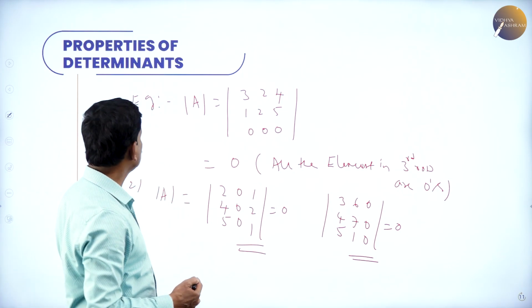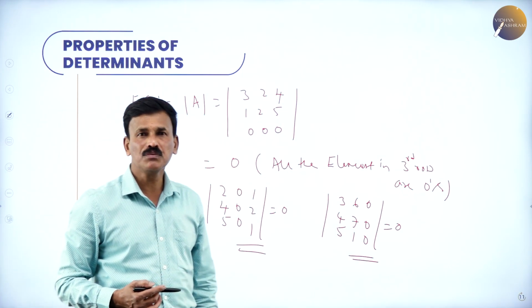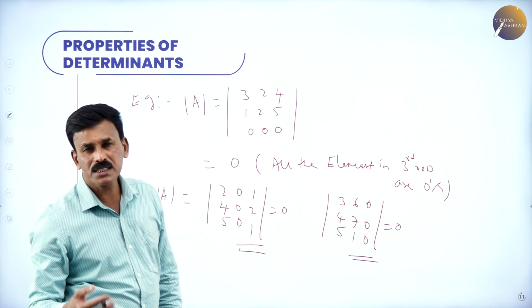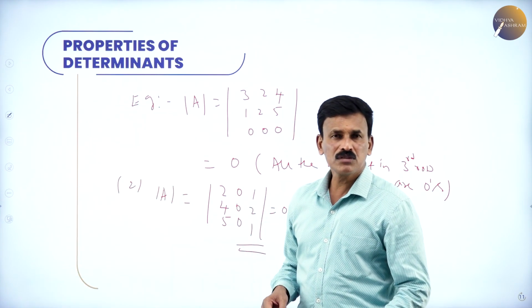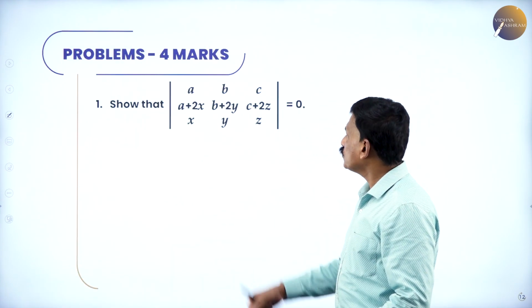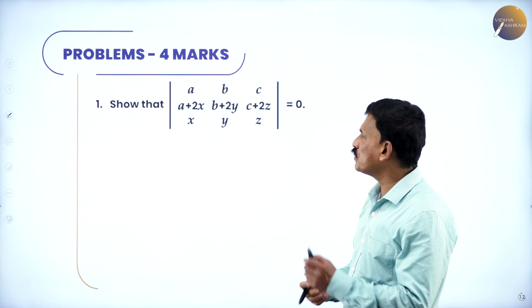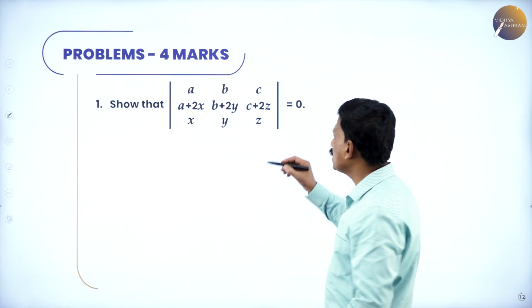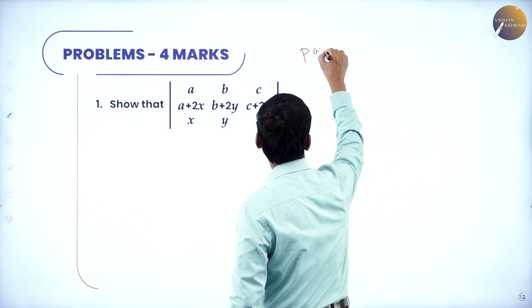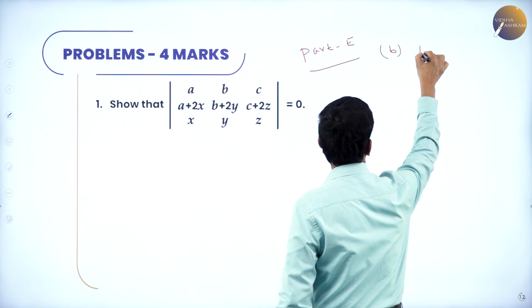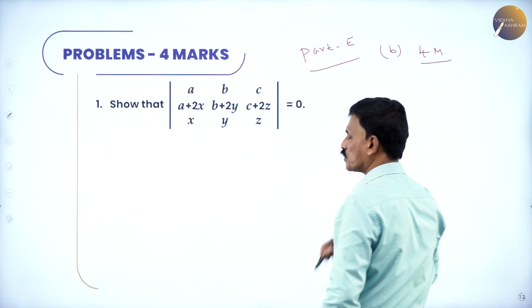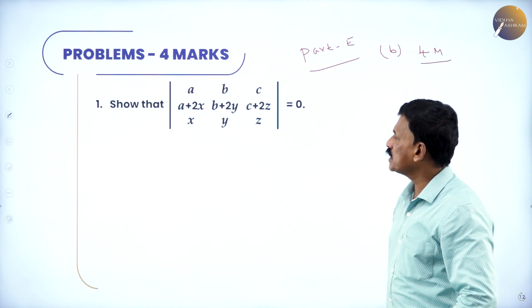Okay. Now let us come to few problems based on this. These problems are very, very important. Let us discuss few problems based on these properties. You will expect this type of problem in Part E, B question, 4 marks. This is for 4 marks. Now let us consider the first problem.